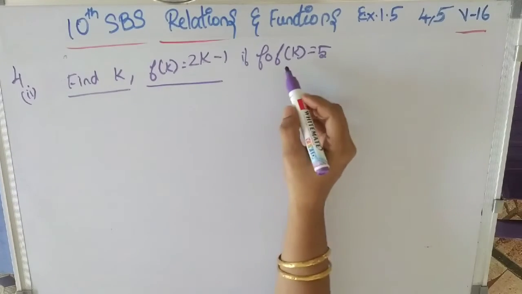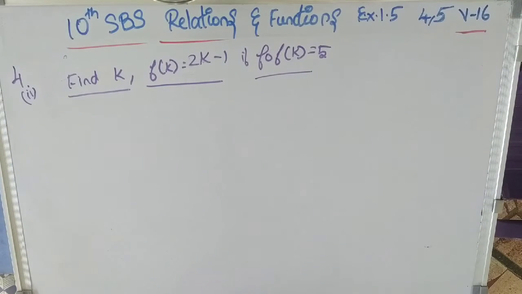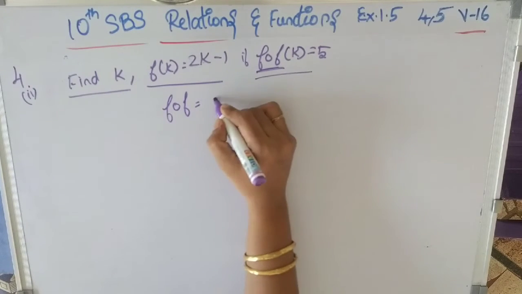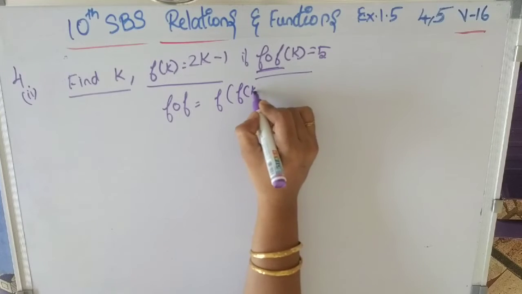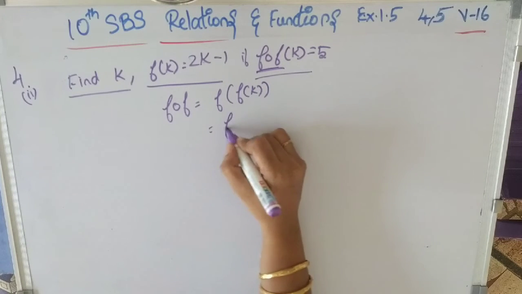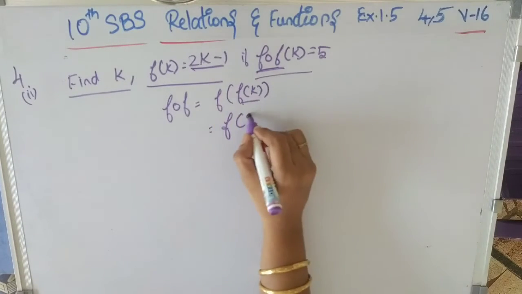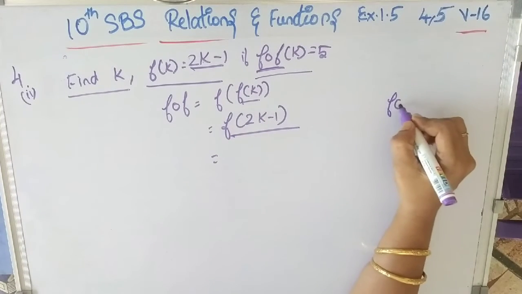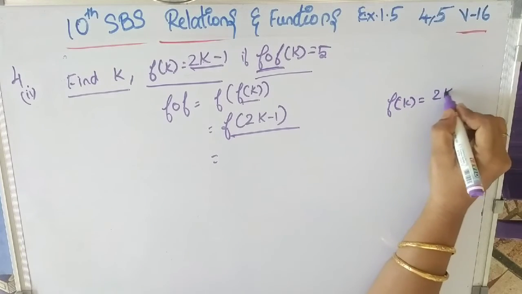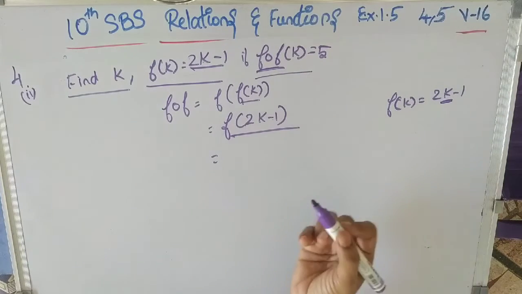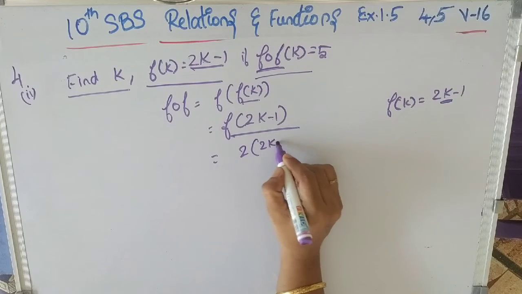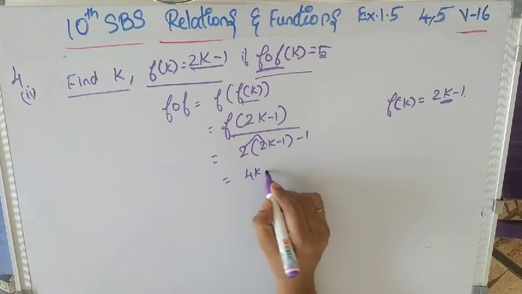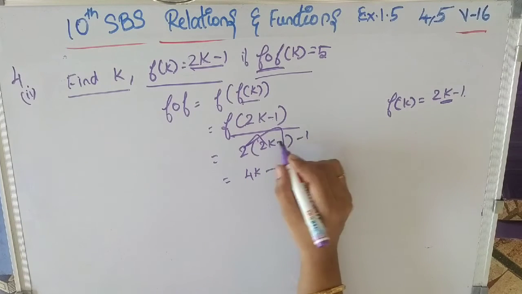We have to find k. Here f of k is equal to 2k minus 1 and the condition given is f dot f of k is equal to 5. So let's find what is f dot f. F dot f is equal to f of f of k. That is f of, what is f of k? 2k minus 1. What is the meaning of f of 2k minus 1? In f of k, that is 2k minus 1, we have to replace k with this 2k minus 1. So 2 into 2k minus 1, minus 1. 2 into 2k is 4k. 2 into minus 1 is minus 2.